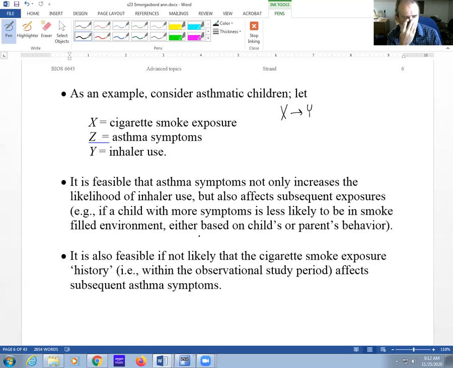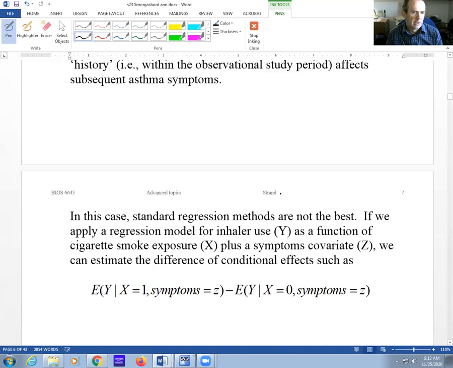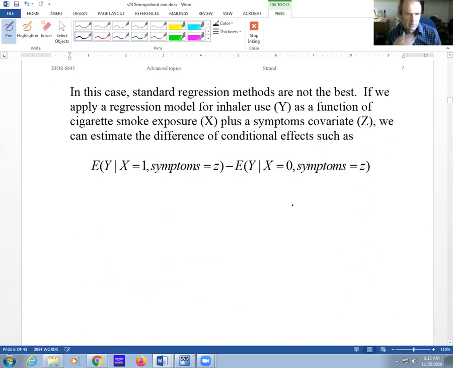So we have this complicated relationship, and it becomes more complicated as we have this cyclical relationship occurring between the variables over time. Our usual approach would be to put in cigarette smoke exposure as a predictor, inhaler use as the outcome, and then put in asthma symptoms as a covariate. But that doesn't necessarily take care of this tangled web that we have, which we can better address with marginal structural models.